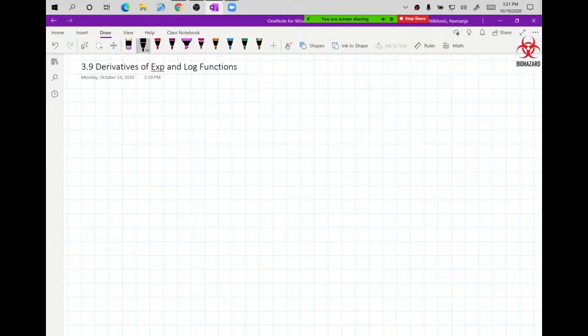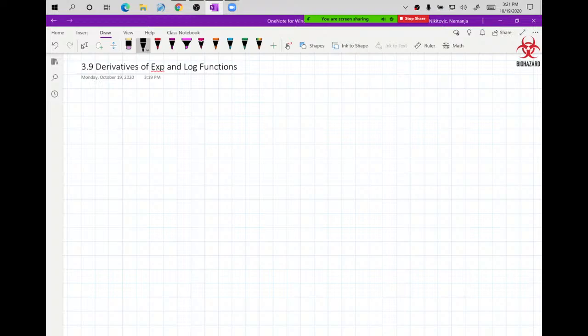Hello and welcome back to Calculus 1 section 3.9 on derivatives of exponential and logarithmic functions. Our goal for today is to learn these in depth, to see not just the base e, which is e to the x or ln x, but also to see other bases than that. So we're just going to use the letter b as any base.